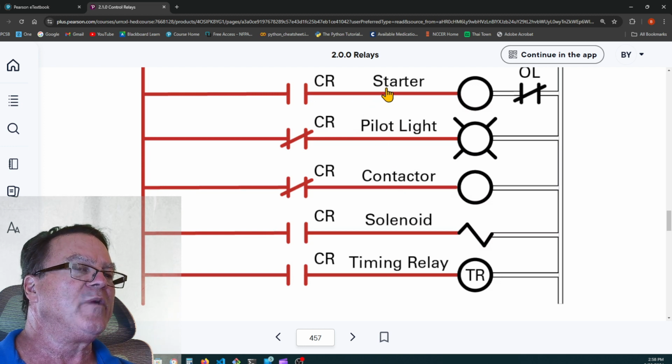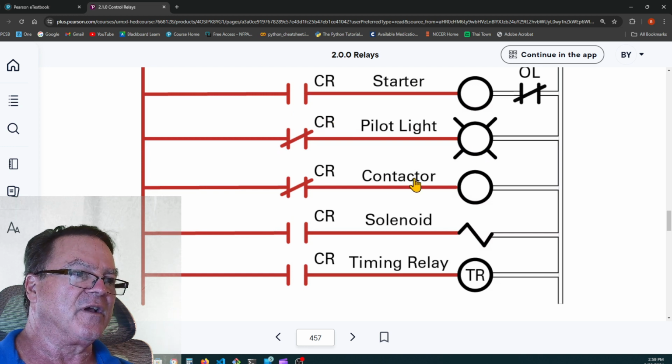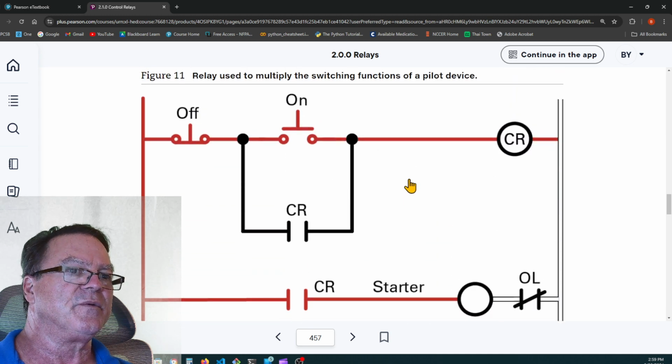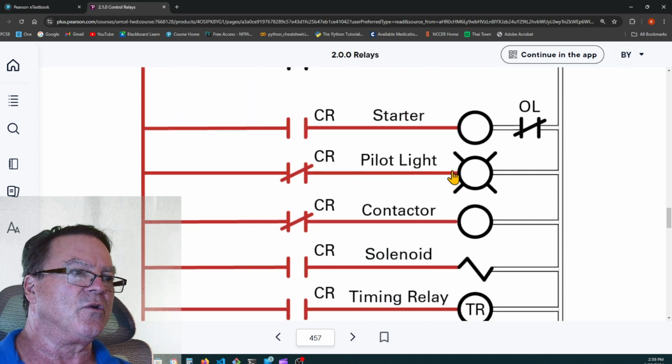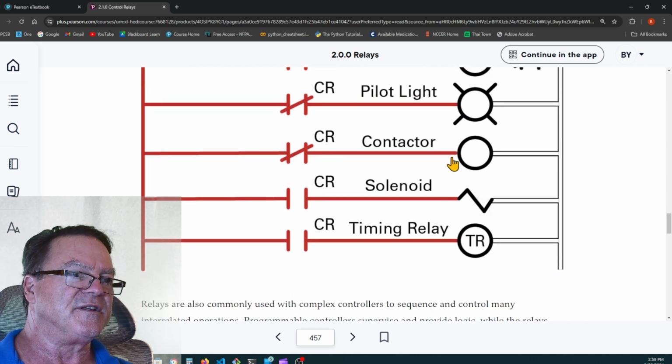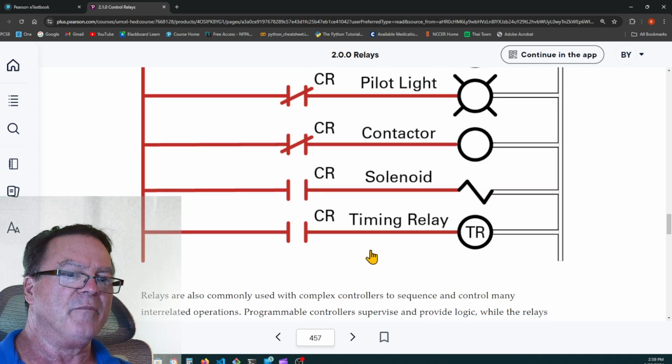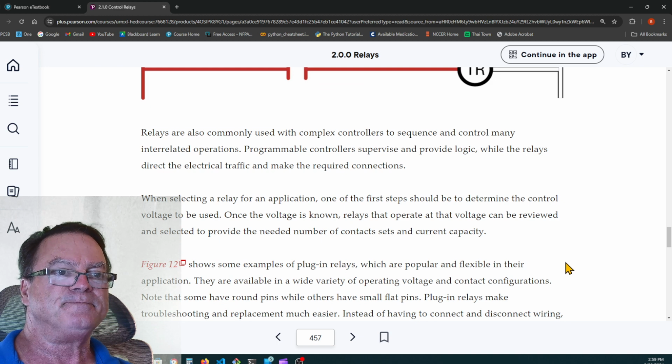Notice how when we energize the control relay, we energize the starter. We de-energize this pilot light. So if that pilot light is red, the red light goes out. And the contactor also is being de-energized. I don't know what the contactor is doing, but whatever it's controlling, it's turned off. And then it also turns on a solenoid, and it turns on a timing relay. We don't know what these things are doing in the real world, but we know that they're being controlled by that control relay.